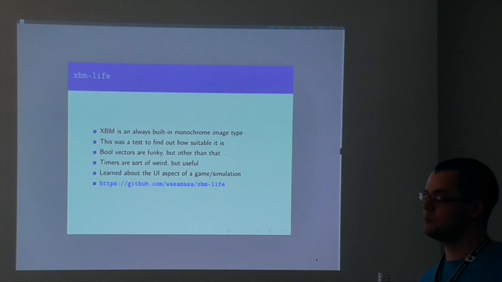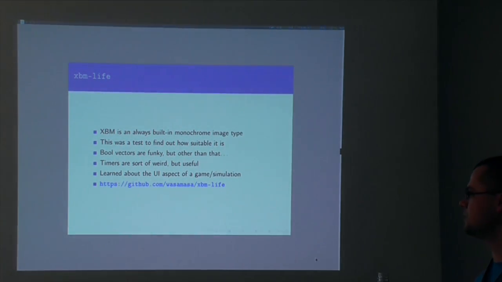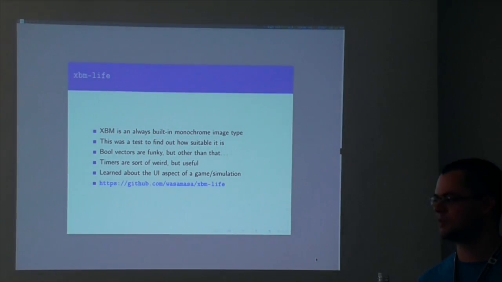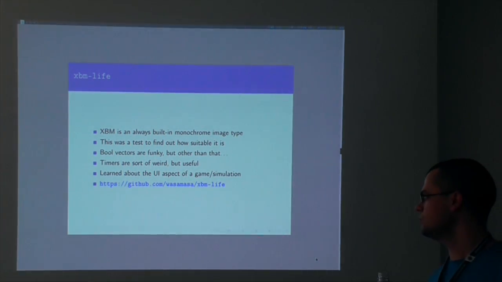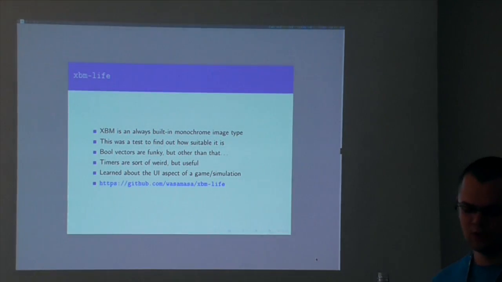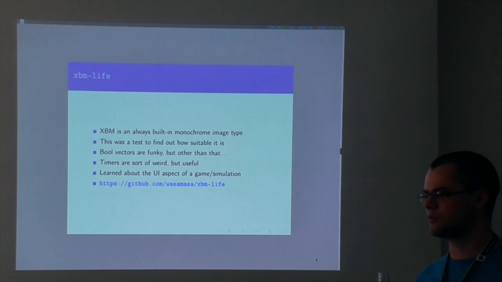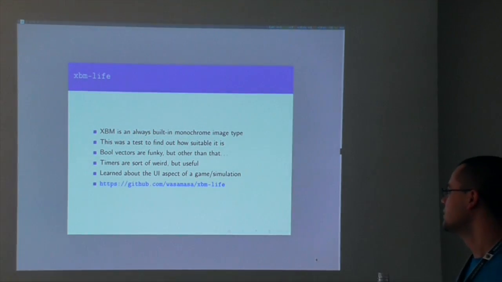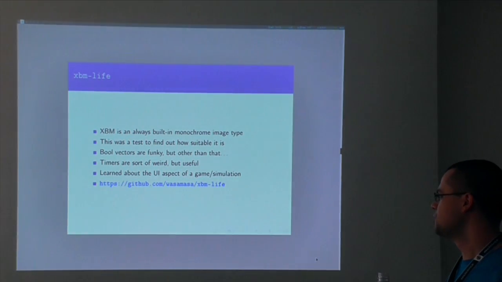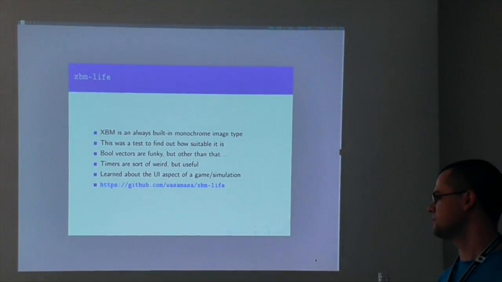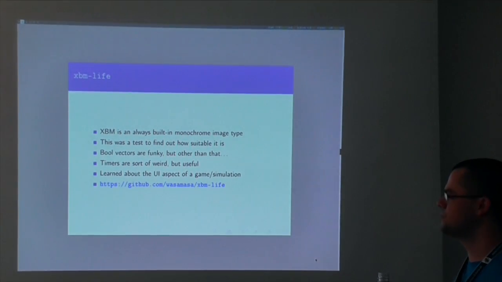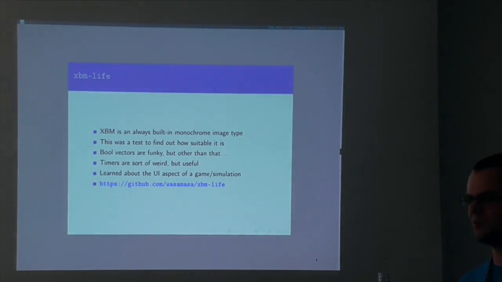And XBM, especially because it's the always built-in monochrome image type. You have it everywhere, you have a graphical display, even on Windows. And that is pretty cool. You will also have the proper colors automatically, like foreground color and background color of the buffer. So I did that to find out how suitable it is to actually use bytes and manipulate them directly.